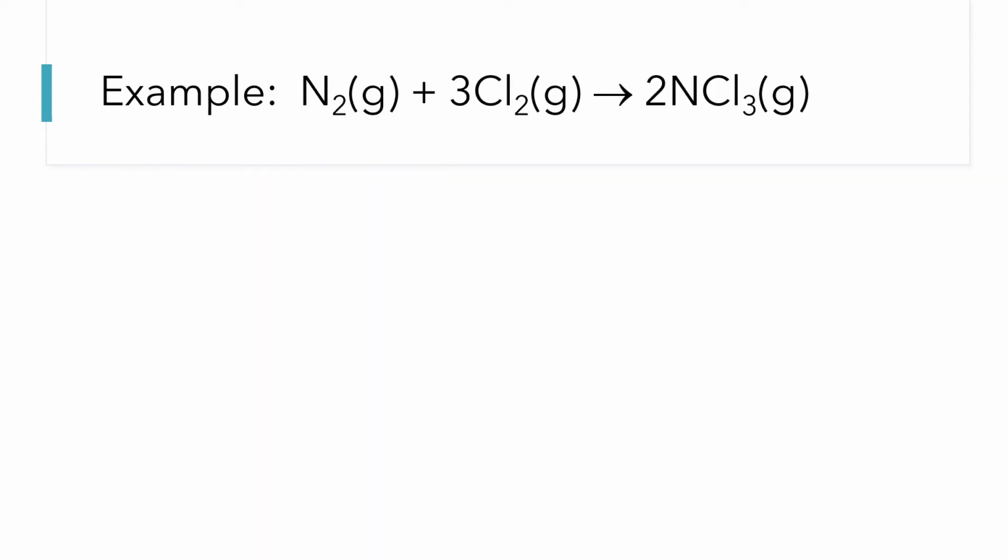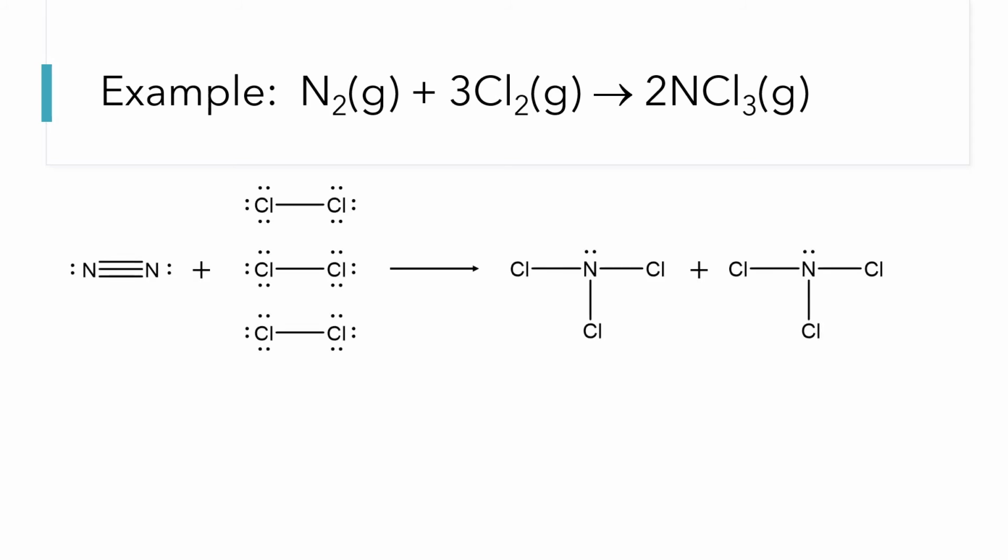In this example, we're going to estimate the delta H of reaction for nitrogen reacting with chlorine to give NCl3. And to really see what it is that we are doing in terms of making and breaking bonds, we really need to look at the Lewis structures for all of these compounds.